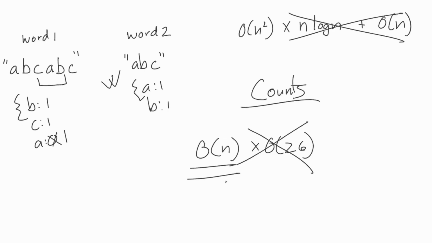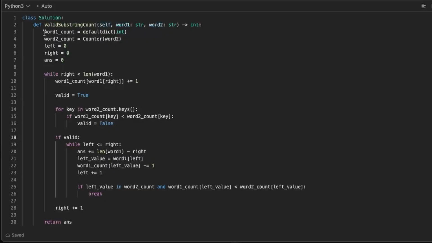So let's hop over to the code and see exactly how this will work. The first thing we do here is set up two dictionaries. First, we're going to have this word 1 count, which is going to start as just an empty dictionary. We're also going to take the count of all the characters in word 2. Then we're going to have 3 variables, our left and our right, which are going to be used for our sliding window, as well as our answer, which we're going to use to just keep track of our answer and return at the end.